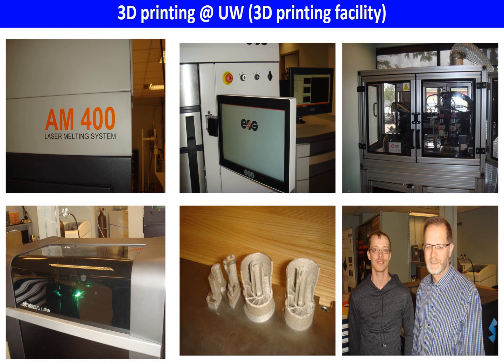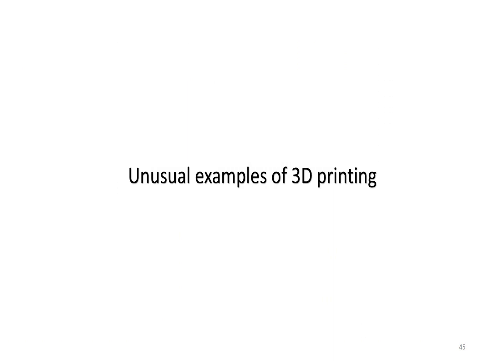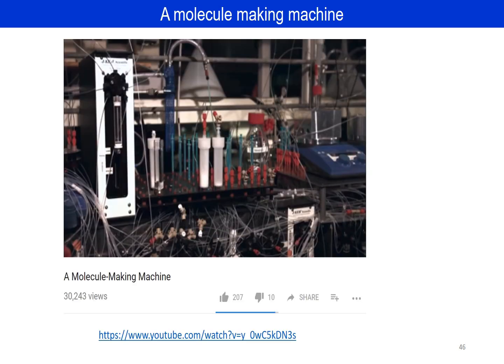I'm going to briefly mention some unusual examples of 3D printing to show not only progress, but that researchers in the field have been highly creative in developing new approaches to 3D printing. Here's an example of a molecule making machine. So you can program the molecule that you would like to make, and there's a nice video here, and you can program by changing some of these tubes and some of these vials, and you can make a variety of different molecules, which will be chemical synthesis, a 3D printer for chemical synthesis.